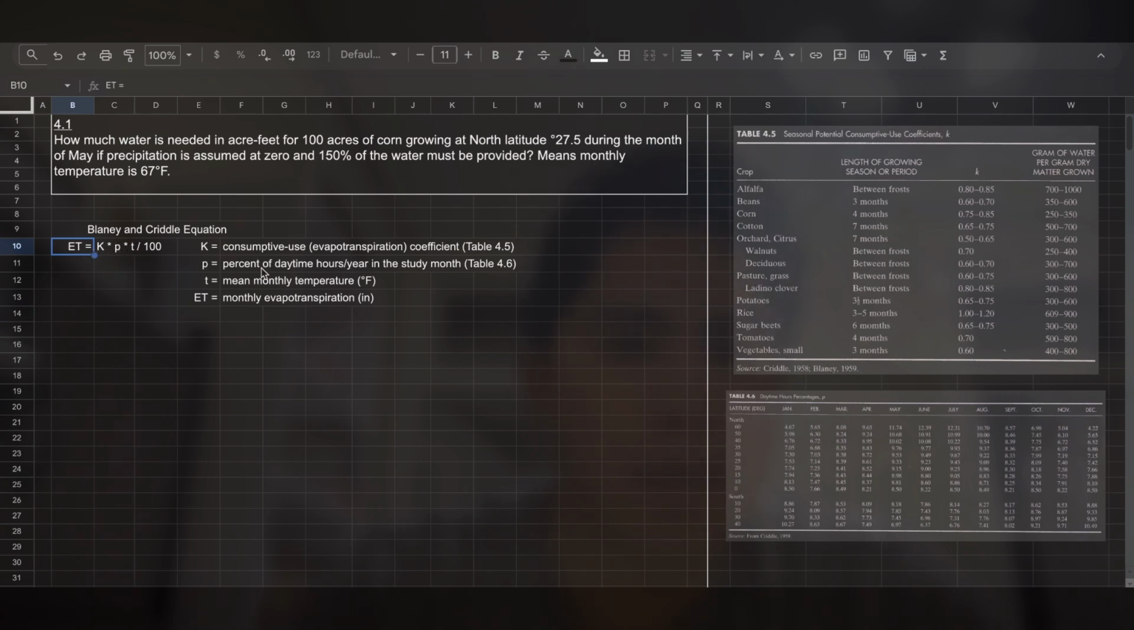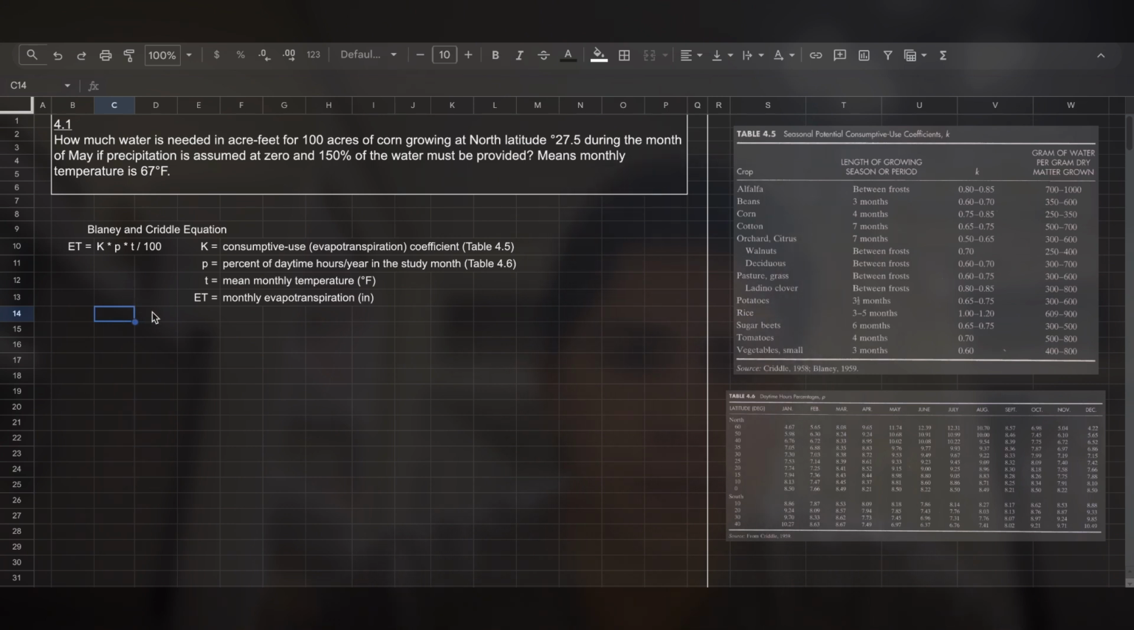The P is the percent of daytime hours per year, and we're gonna get it from table 4.6 down here. K, this coefficient, we're gonna get it from this table. The T mean is the mean monthly temperature in degrees Fahrenheit, and we get the evapotranspiration in inches using this equation.